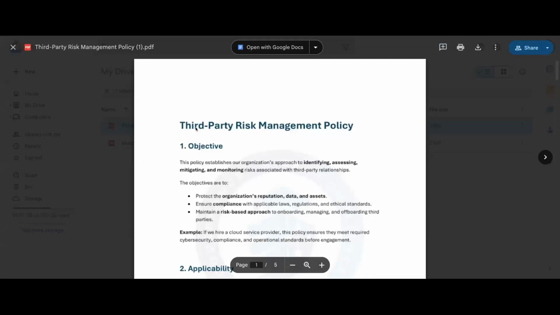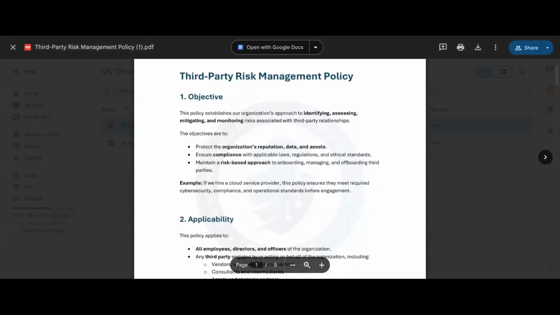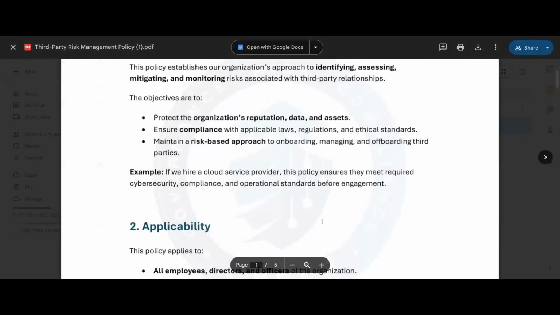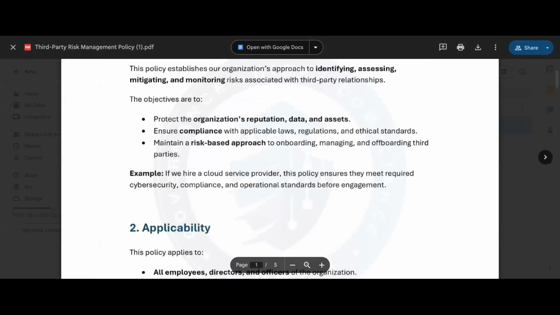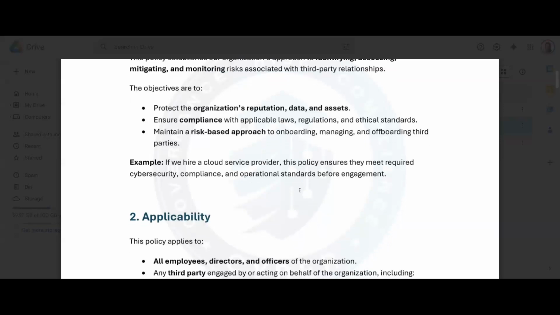See guys, okay, the first document, let's see. The policy establishes our organization's approach to identifying, assessing, mitigating and monitoring the risk associated with the third party. Very simple. The objective is to protect the organization's reputation, data, assets, and so on. Ensure compliance with laws, maintain a risk-based approach.